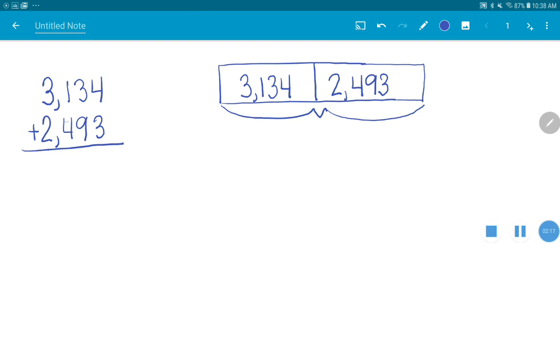So I'm going to represent what's unknown. I'm just going to choose the letter A for answer. Does anybody know what it's called when we use a letter to represent something that we don't know? What's that fancy math word?